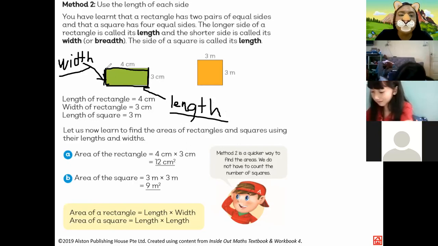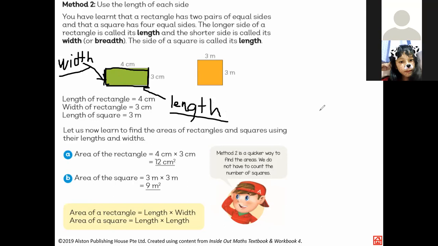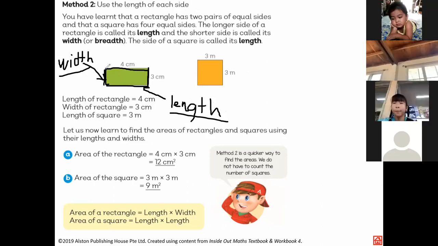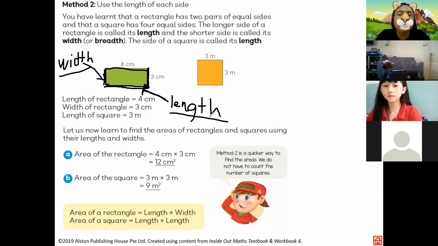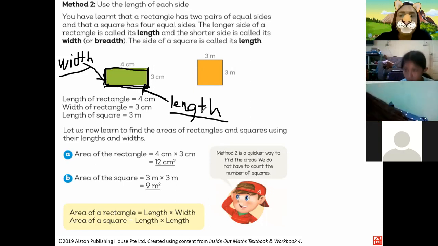Okay, what do you call the short side? Class, what do you call the short side? Width. What about the long side? What do you call the long side? Length. Okay, length. Again, remember, if it's long, it's length. If it's short, it's width.